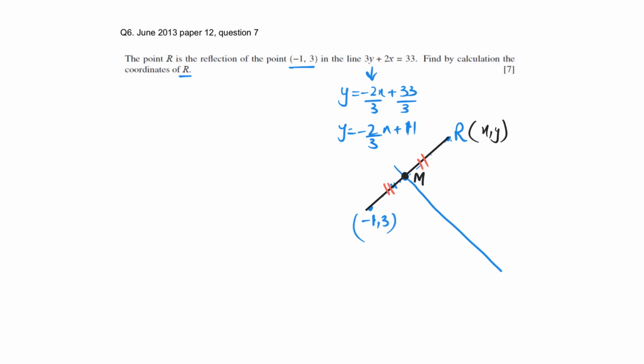So your strategy should be: this line is your perpendicular bisector, and it is passing through the midpoint. See, the gradient of this perpendicular bisector would be the negative reciprocal of this line's gradient. Alright, so the gradient of the line is minus 2 over 3. Therefore, if I call this point A, the gradient of AR would be 3 over 2.